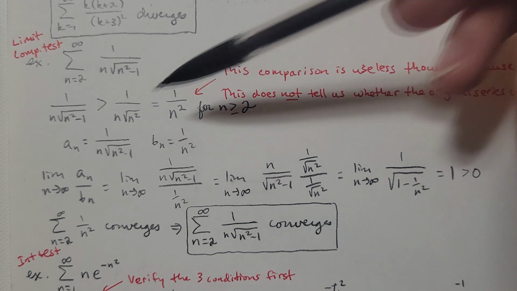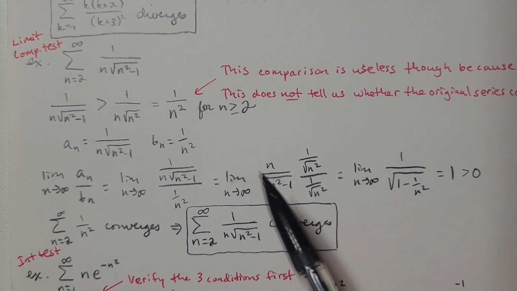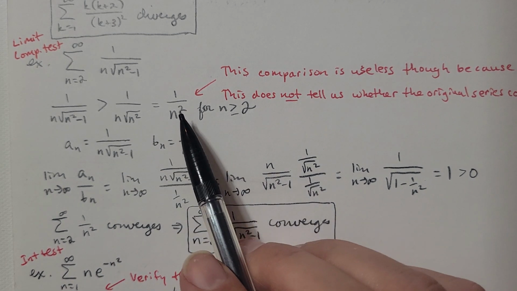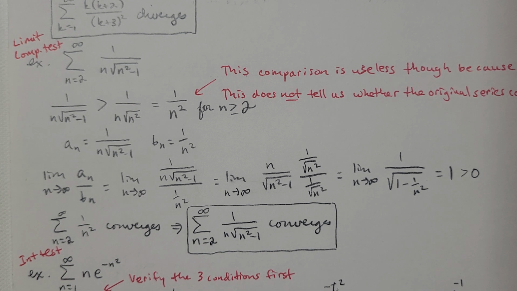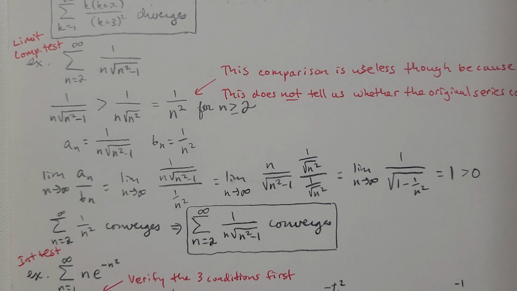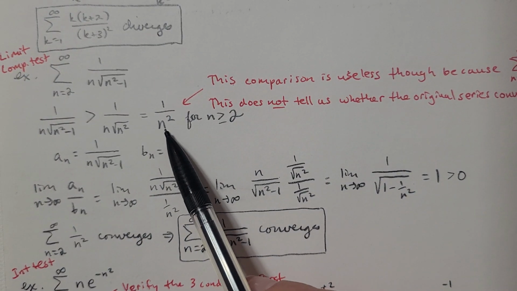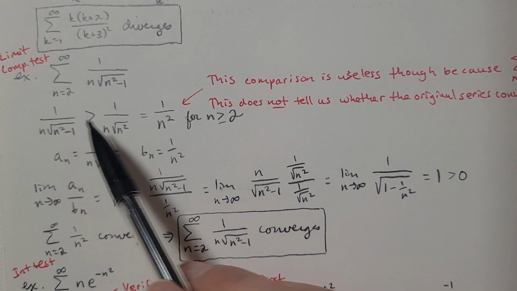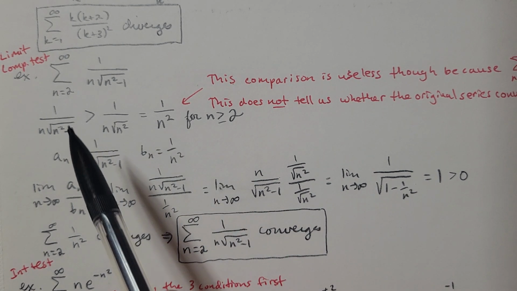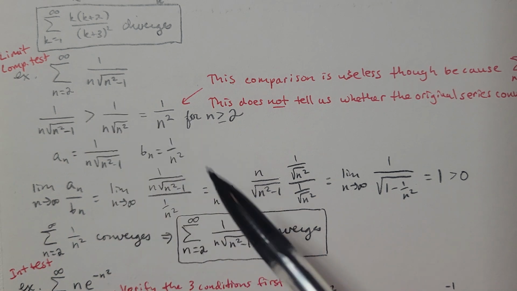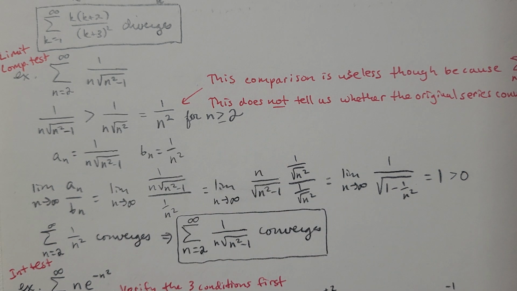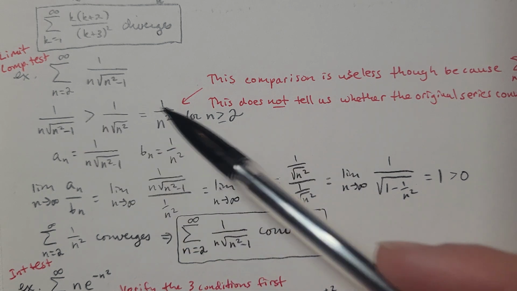Now, this comparison is useless though. It doesn't help me, right? Because I know that this is a p series. If I had the summation as n equals 2 to infinity of 1 over n squared, that would be a convergent p series. And now I'm comparing that to something that where term by term is bigger. So how do you know that the original series doesn't diverge? It could diverge. So this comparison doesn't work for us.